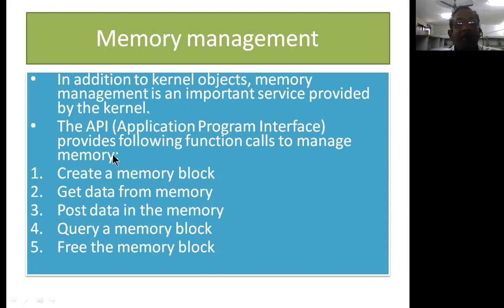So the API, that is, the application program interface, provides the following function calls to manage memory. To manage memory, the OS is going to provide many functionalities like create a memory block, get data from the memory block, post data into the memory block, query a memory block, free the memory block. So these are all the various functions.